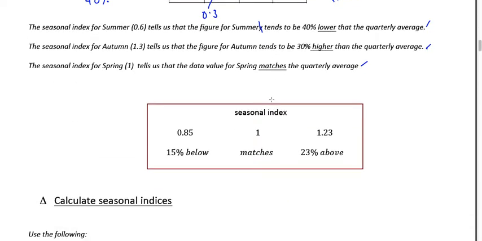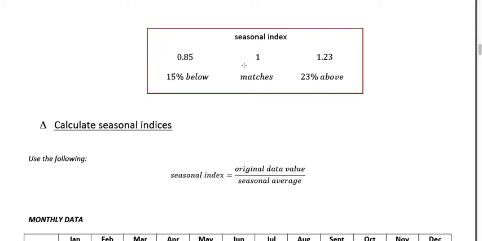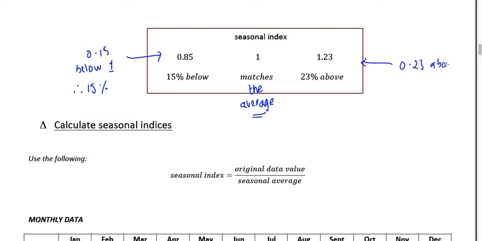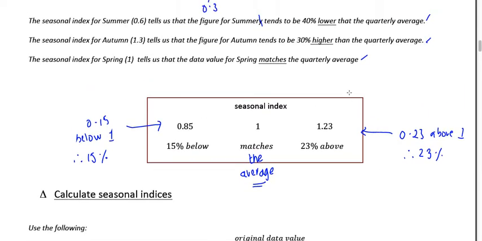Okay, just as a little summary, here's your seasonal index. If you've got 1, it matches the average. You might like to write that. Matches the average. 0.85, therefore 0.15 below 1, which is the average, which is 15%. And as you can see, that's what we've done with this one as well. 0.23 above 1, and that is 23% above. Okay, so that's how we interpret our seasonal indices.